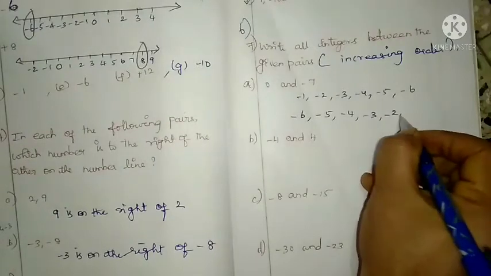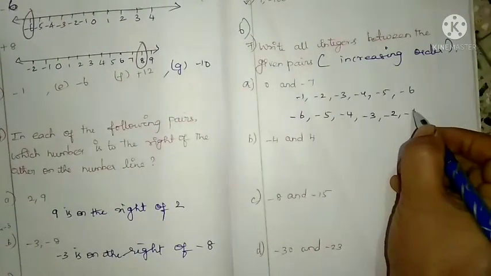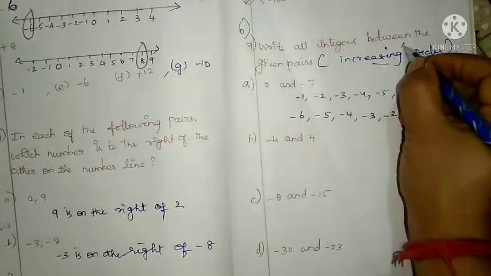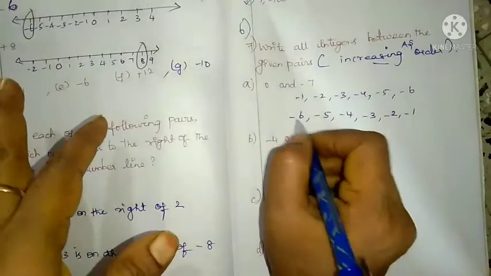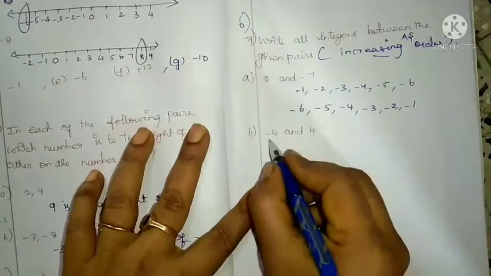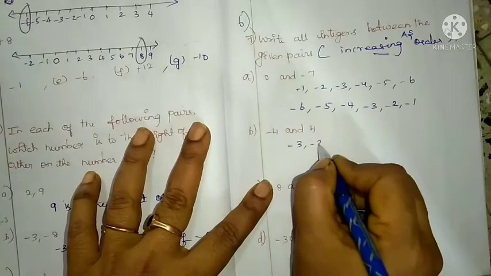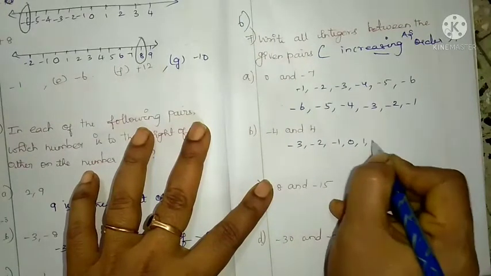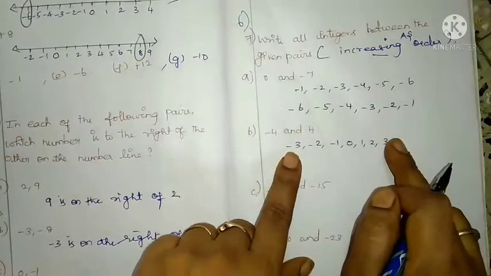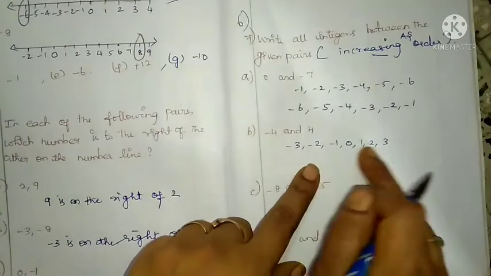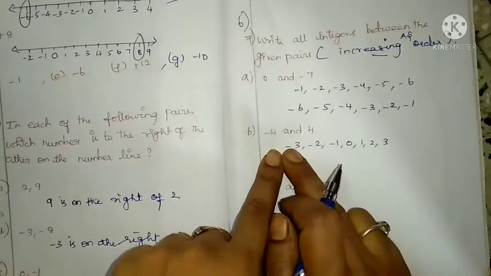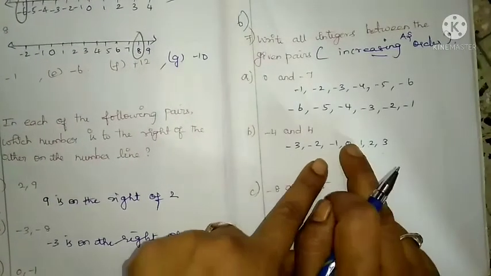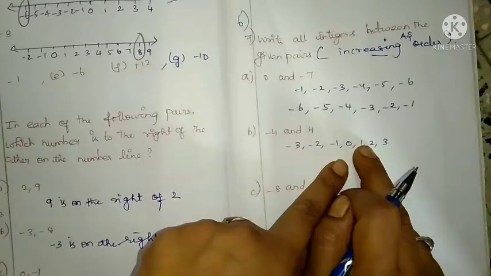So now you see, we wrote in increasing order. That means ascending order. Increasing order is nothing but ascending order. Ascending order means what? Small to big. Which is small here? Among negative numbers, the bigger number is the smaller number. So minus 4, minus 3, minus 2, minus 1, 0, 1, 2, 3. These are the in-between numbers. Already it is in increasing order, because minus 3 is smaller than minus 2, smaller than minus 1, and 0 is smaller than the positive numbers.